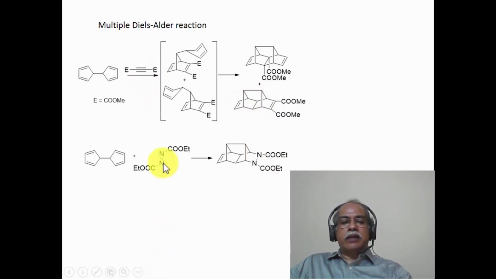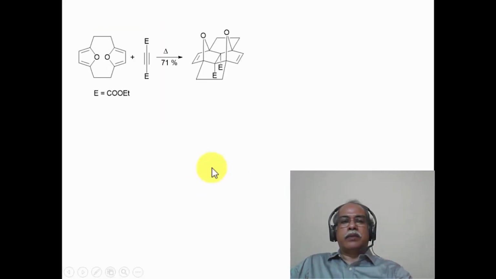Instead of carbon dienophiles, one can also have heteroatom dienophiles, as illustrated in the case of diethyl azodicarboxylate. The diethyl azodicarboxylate, of course, produces only one kind of Diels Alder adduct, the structure of which is shown here. So the first Diels Alder reaction essentially produces something similar to this intermediate, except here you have a nitrogen-nitrogen single bond instead of the carbon-carbon double bond. That further undergoes Diels Alder reaction to produce the second bridged bicyclic system that is shown in this particular case. So these are examples of multiple Diels Alder reaction.